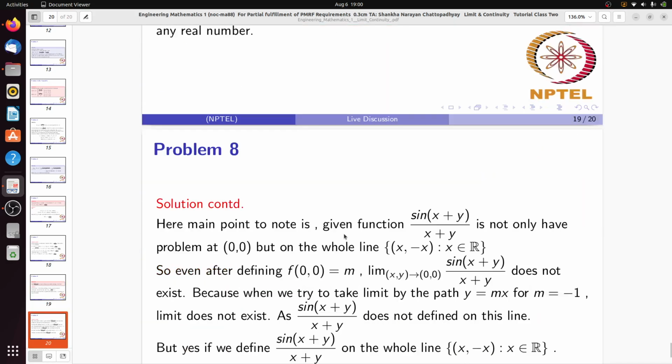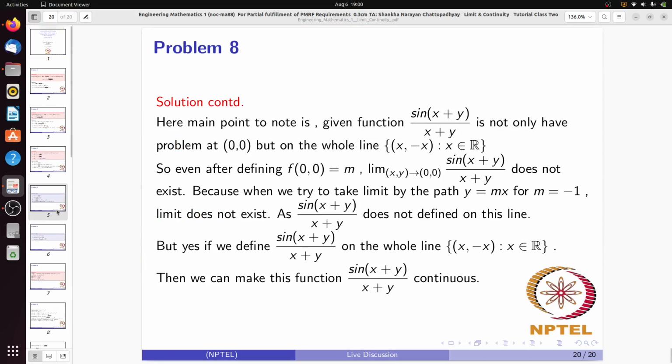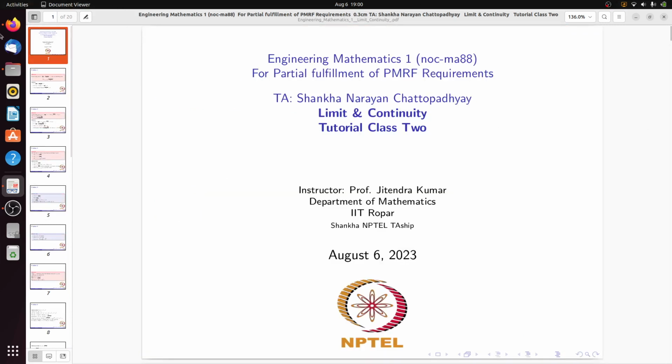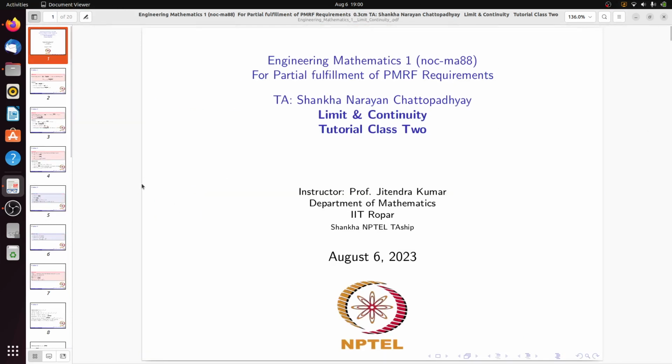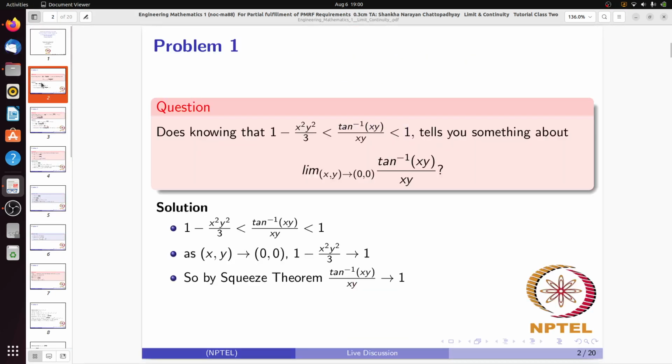Once again I am just giving you a brief summary, then I will open the forum for discussion. Those who have joined now, see these slides once again. The first is problem 1. In problem 1, we are just implementing the squeeze theorem. The left hand side is tending towards 1, the right hand side is also tending towards 1. So the middle value, where does it tend? It is just an application of the squeeze theorem or sandwich theorem.